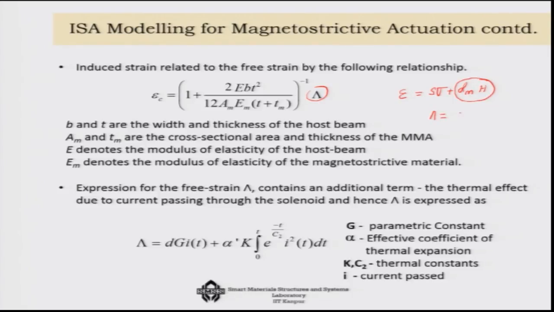So, lambda is actually supposed to be D m H. Now, because we are working with magnetostrictive material, I will not write this m many a times. So, this is basically D and H, we will write it, and what is H? If there are n number of turns and L is the length of the coil, that times I will give us the free strain in the system. And this whole set of parameters you can write as d g I t, that is the parametric constant g.